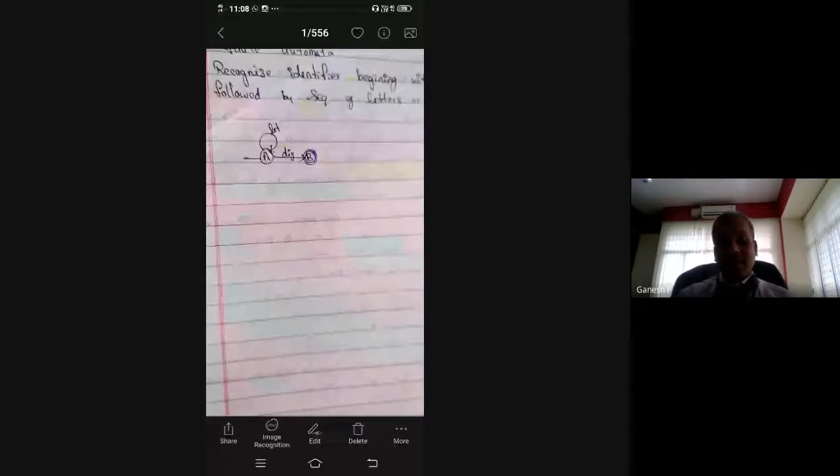What is a character class? In pattern recognition, regular expressions, or wildcards, whichever you remember from Unix, we have used them. What is a character class?